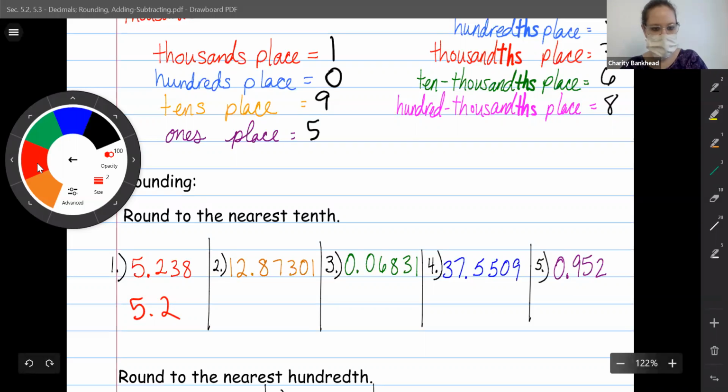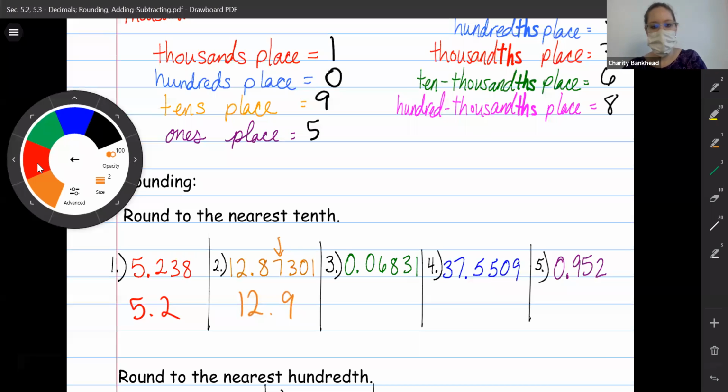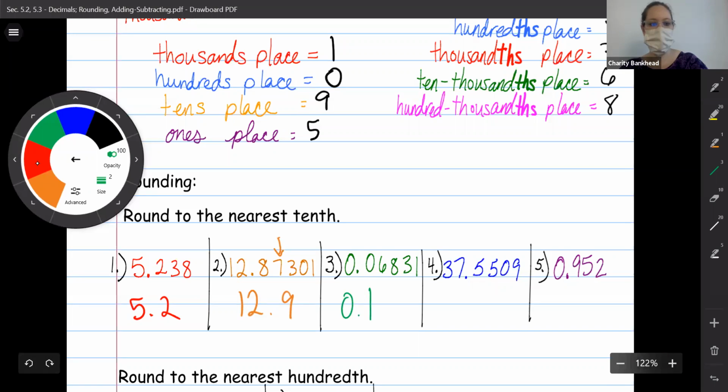So number 2, in the 10th place, you have an 8, and that's followed by a 7. So 7 is greater than or equal to 5. That means that 8 has to be rounded up to 9. So it's going to be 12.9. And then on number 3, in the 10th place, we have a 0 followed by a 6. 6 is greater than or equal to 5. So therefore, that 0 has to get rounded up to a 1. So it'll be 0.1.